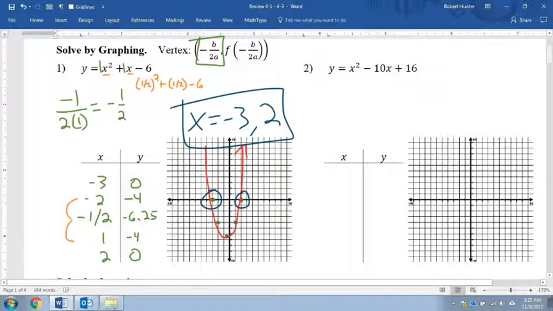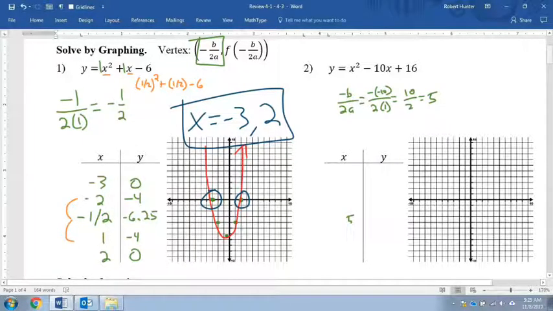Number 2. Again, negative b over 2a. So that's negative 10, which is a positive 10, over 2 times a, which is 1. So that's positive 10 divided by 2, which is 5. Alright, so you get an x value of 5.